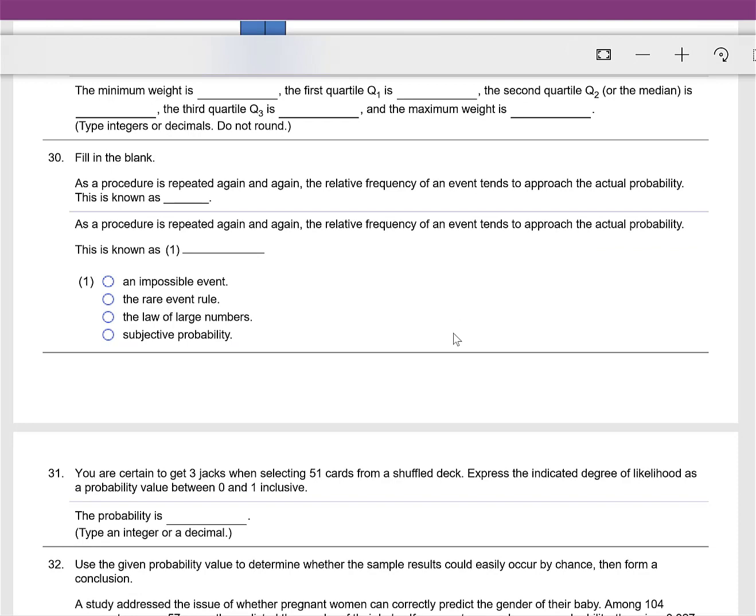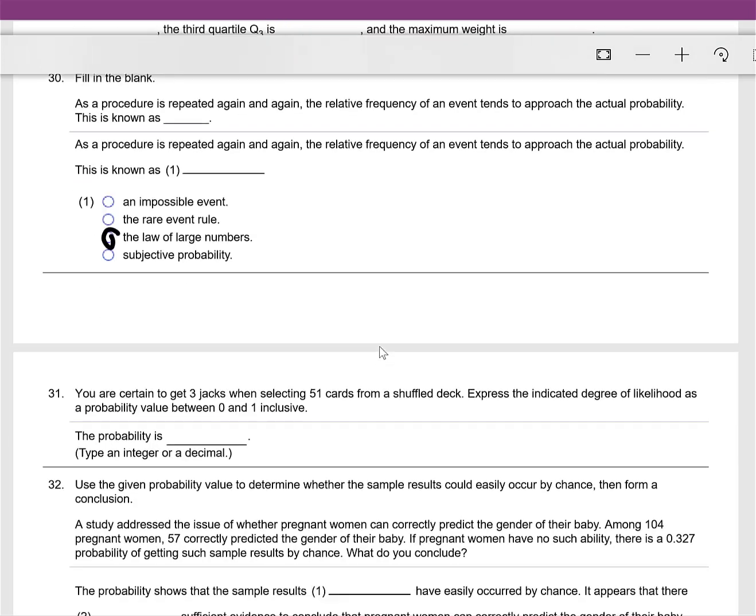As a procedure is repeated again and again, the relative frequency of an event tends to approach the actual probability. And what is this known as? This is known as the law of large numbers.